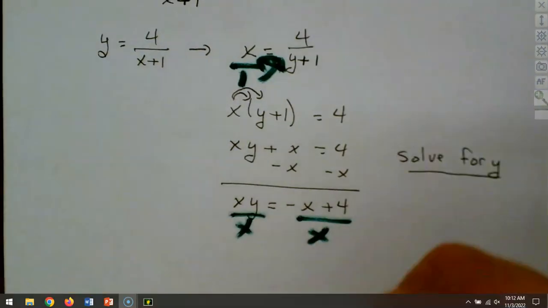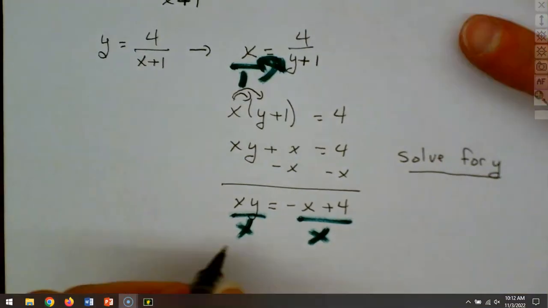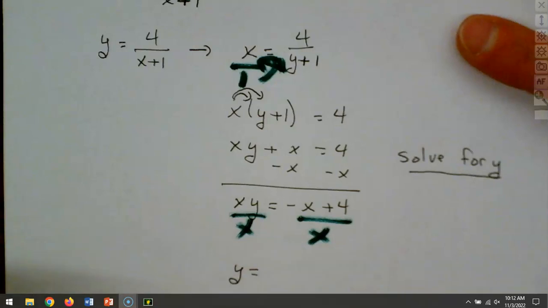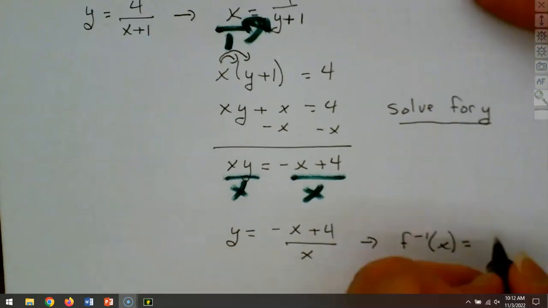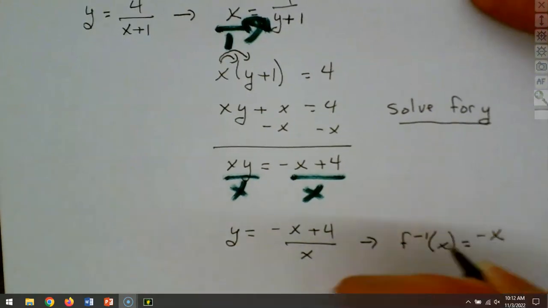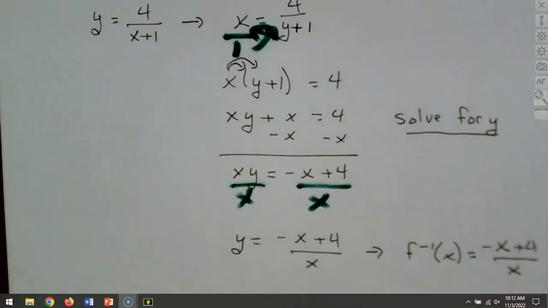And what does my inverse look like? Well, that gives you y equals, when we divide through, minus x plus 4 over x, and we replace y with f inverse of x, and that's going to be your answer. So your f inverse of x is minus x plus 4 over x.